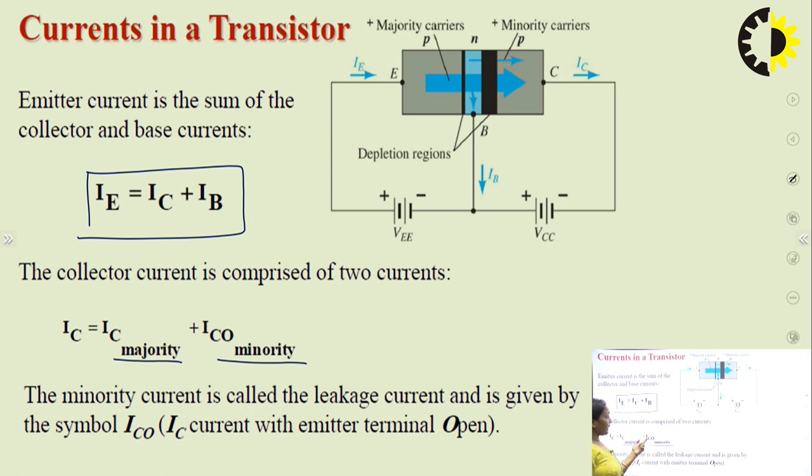So basically, this is the current. Why do we call it ICO? It is basically the current flowing in the circuit when your emitter terminal is open.